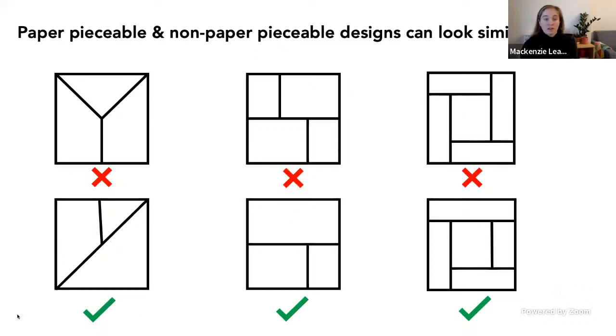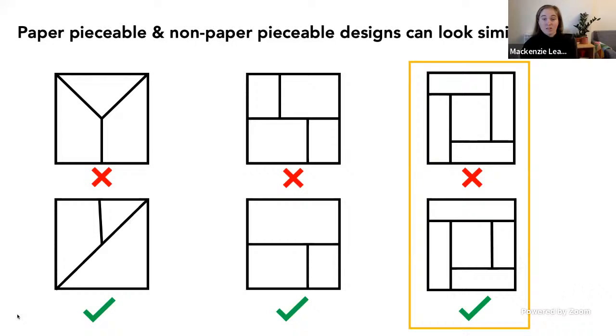And there are many other designs too that would cause you to have to violate these constraints. And it's not immediately clear just from looking at the geometry which blocks are or are not paper pieceable. So for example, if we look at the two blocks on the right here, they look very similar at first glance, except for the seams highlighted in pink. But the top one is not paper pieceable and the bottom one is.